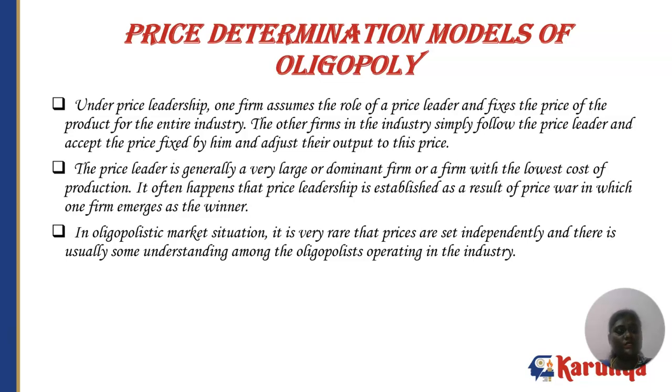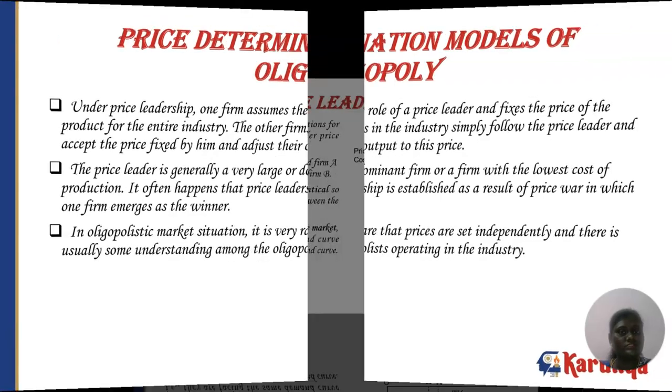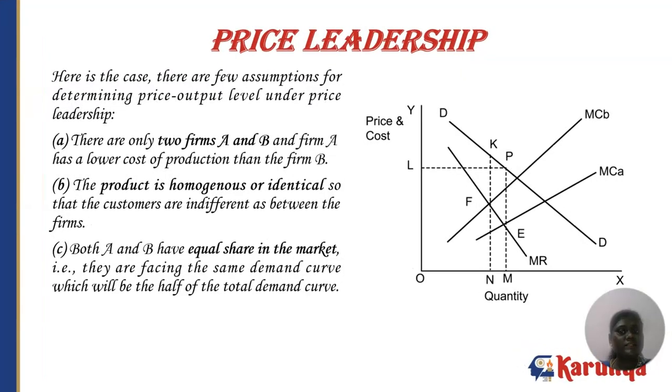emerges as the winner. In an oligopolistic market situation, it is very rare that prices are set independently; there is usually some understanding among the oligopolists operating in the industry. So how does this price leadership function?